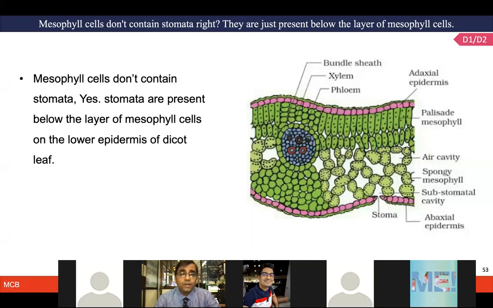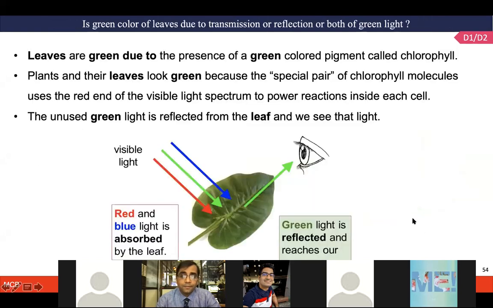Mesophyll cells don't contain stomata. They are just present below the layer of mesophyll cells. I think your understanding is correct. These stomata are present below the layer of mesophyll cells on the lower epidermis of dicot plants.